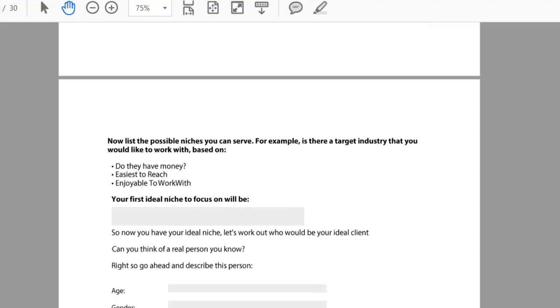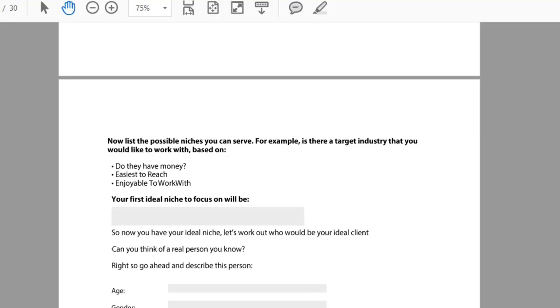Then you go through and list the best possible niches you can serve. For example, is there a specific target industry that you would like to work with, based on whether they have money, are easiest to reach, are enjoyable to work with, things like that. So, for example, if you're an investment or financial expert, and you just want to work with clients that really want to get the most out of restructuring their finances, then you'll be looking at people in business who want to restructure and get more run for their dollar by restructuring and refinancing.